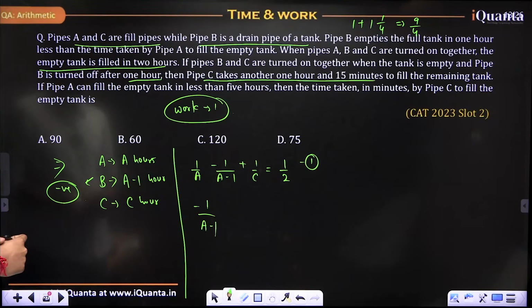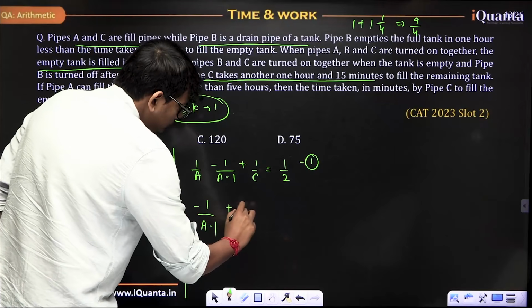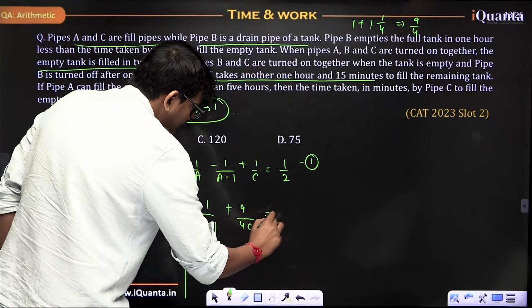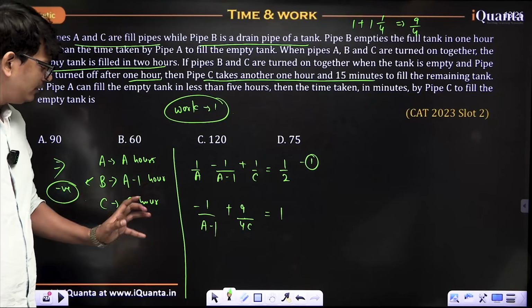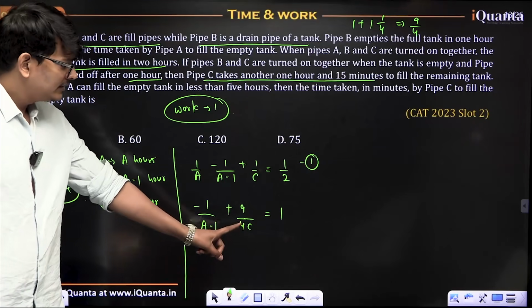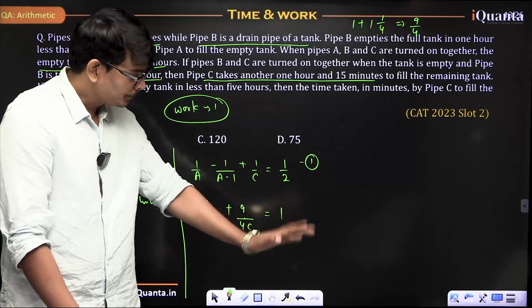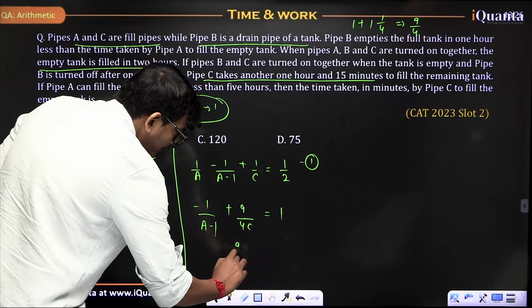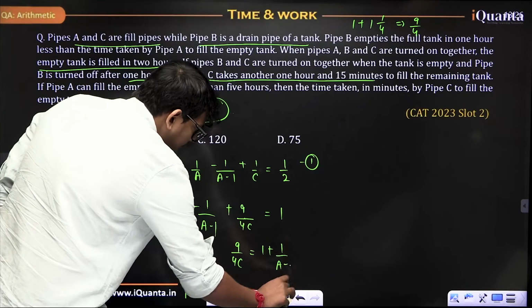And they completed the work. So 9 by 4 C is equal to 1. Efficiency of C will be 1 by C in 1 hour. C worked for 9 by 4, so that's why this, right? Total work is done. So from here what we can say? We can say 9 by 4 C is equal to 1 plus 1 upon A minus 1.